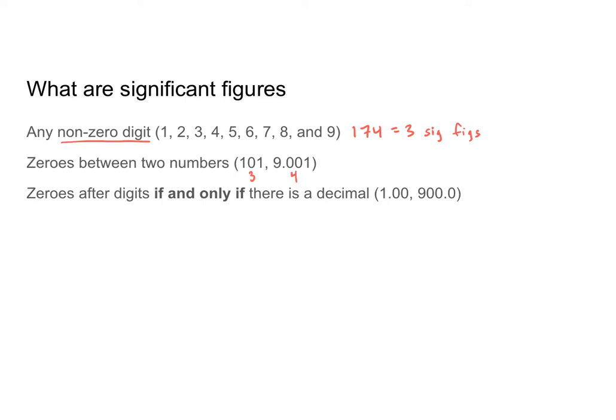Now, the only other time that zeros are significant is if they are trailing, so at the end of a number, and there is a decimal. There needs to be a decimal. So for example, the number 10 only has 1 sig fig, but 10.0 has 3 sig figs. The zeros in 1.00 and in 900.0 are also all significant, with 1.00 having 3 sig figs, the 1 and both zeros, and 900.0 having 4 sig figs, the 9 and all 3 zeros.